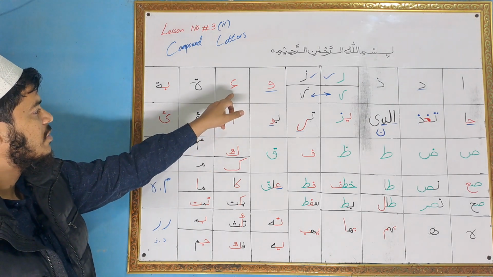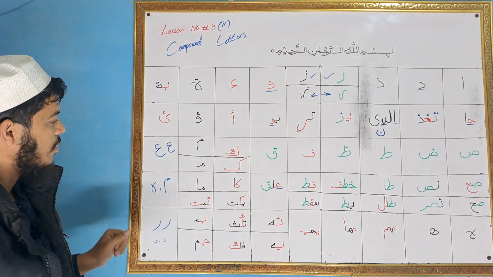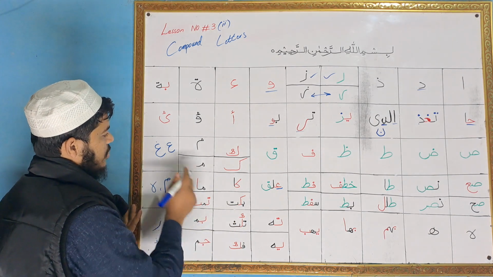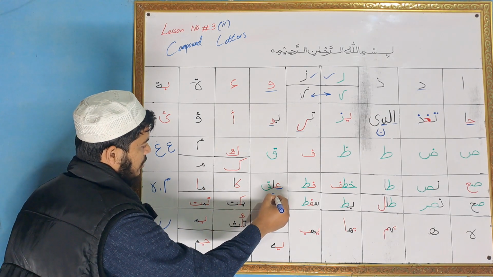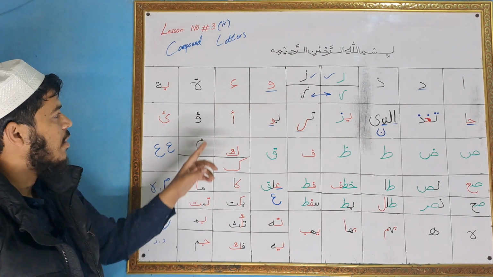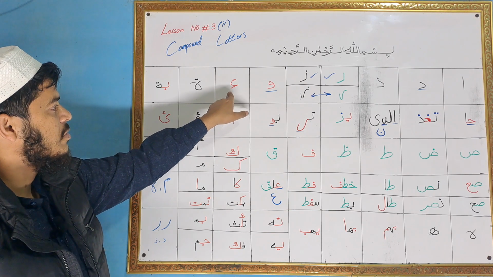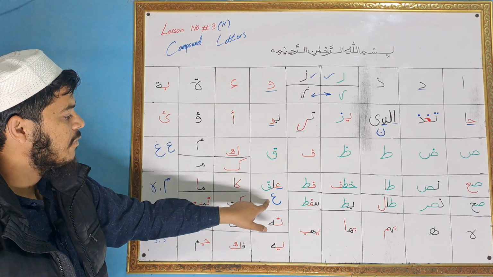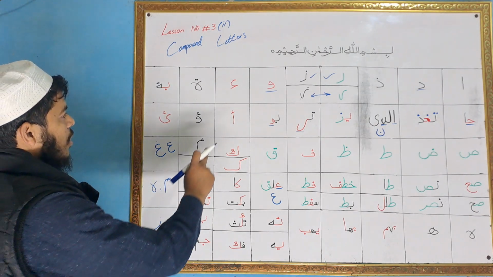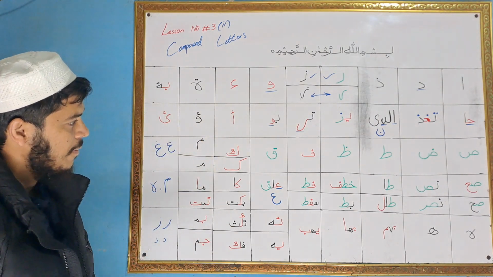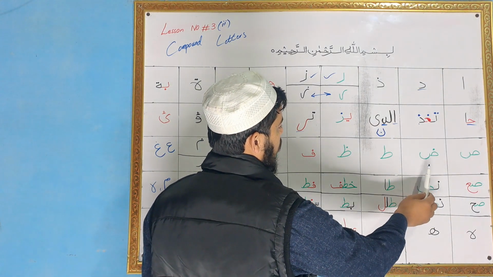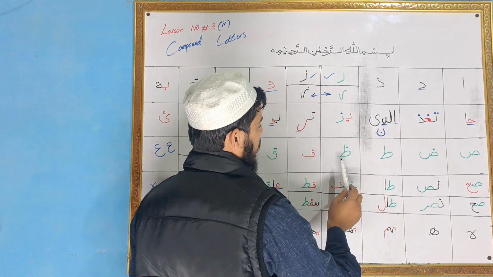So Hamza will always be this shape, but Ain, when it is separate, will be this shape. Ain will always be this shape. Whenever you see this one, it will be considered Hamza in separate form. Ain will look like this. So remember this: Hamza will always be separate. Now we move to the letters Sad, Dad, Ta, Za.